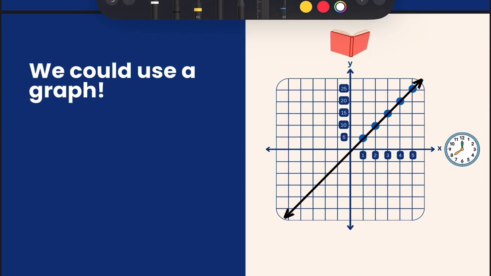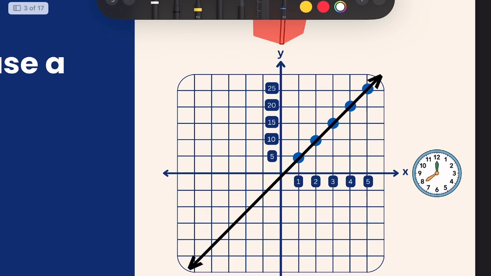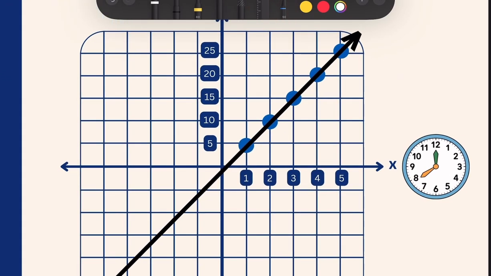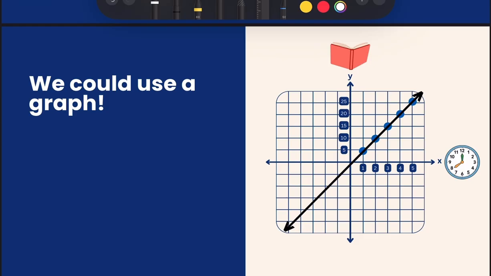Now, another way we could have found out how many pages we would have read is by using a graph. Here, our x is our independent variable, and our y is our dependent variable. As x increases, which is the number of hours, y also increases, which is the number of pages. The more hours pass by, the more pages we read. So after 1 hour, we read 5 pages. After 2 hours, we read 10. 3, we read 15. 4, we read 20. And 5, we read 25. That is what we call our slope. That rate at which we are changing, at which we are either increasing or decreasing.